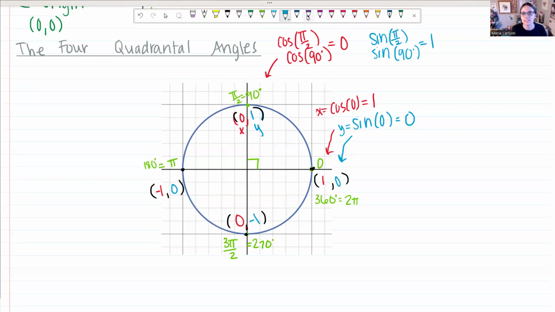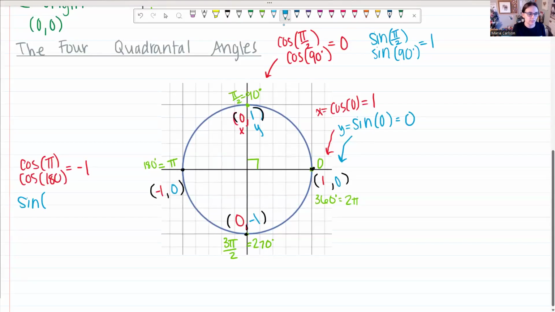All right, let's look at the second quadrantal angle here, 2/4 around. This is pi, or 180 degrees. The cosine of 180 degrees, or the cosine of pi, is equal to our x value here, which is -1. And the sine of pi, or the sine of 180 degrees, is equal to 0, right? Just using the x and y values from this point.